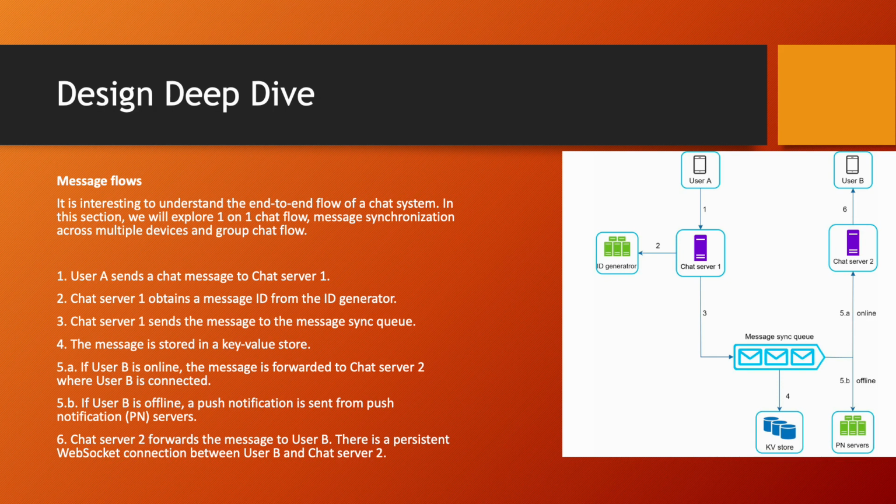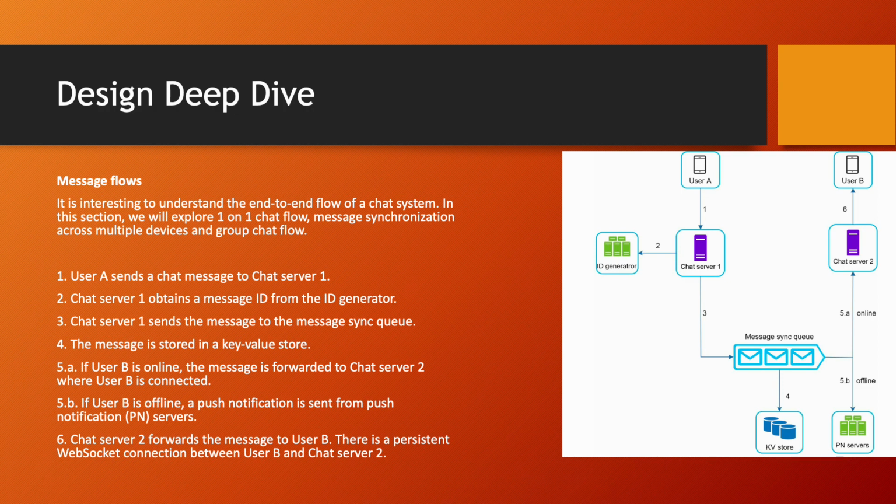So, message flows. It is interesting to understand the end-to-end flow of a chat system. In this section, we'll explore one-on-one chat flow, message synchronization across multiple devices, and group chat flow. So, step 1, user A sends the chat message to chat server 1. Chat server 1 obtains a message ID from the ID generator. Chat server 1 sends the message to the message sync queue. The message is stored in a key value store.